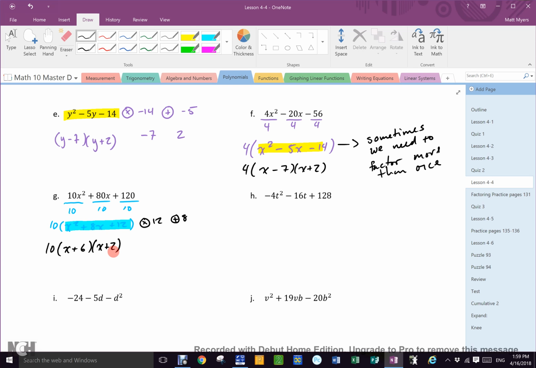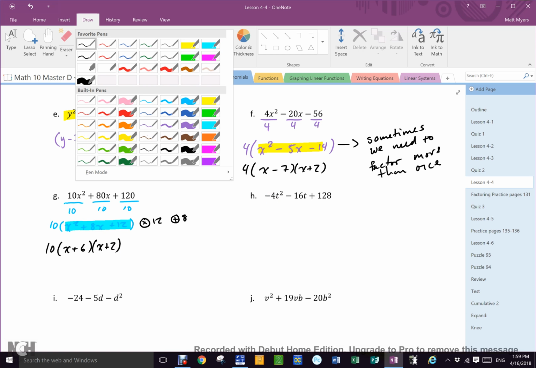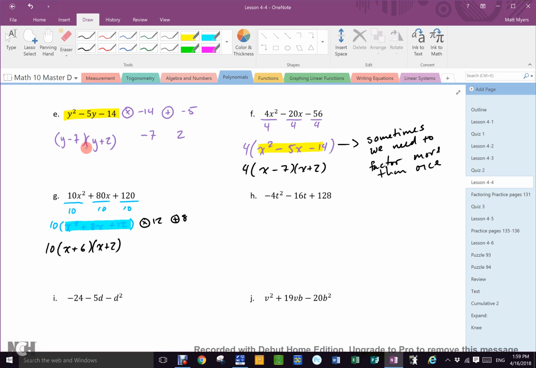What bugs us in H? The negative and the coefficient, right? Well, we know how to get rid of the coefficient. We divide by 4. How do we get rid of the negative? Divide by negative 4. So let's change colors. I feel like light green. Divide by negative 4, divide by negative 4, divide by negative 4.